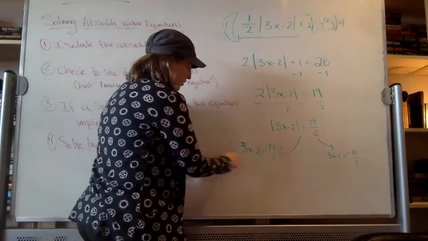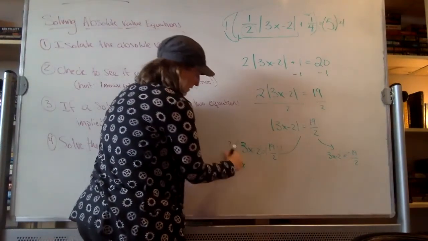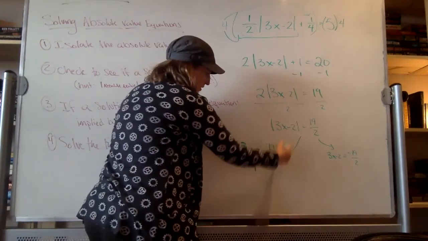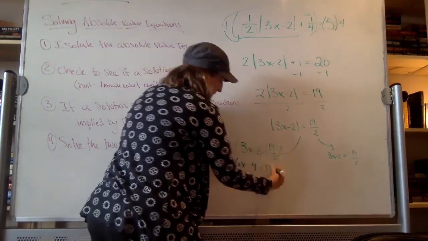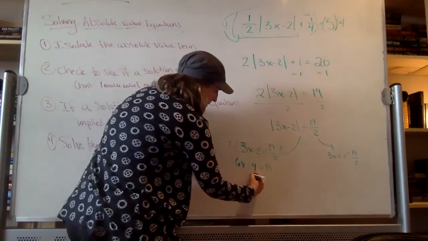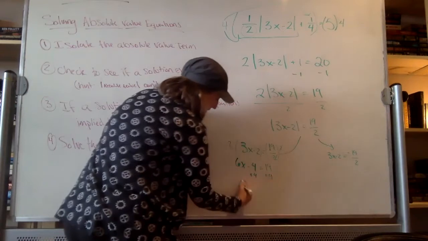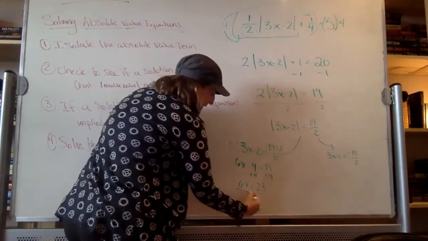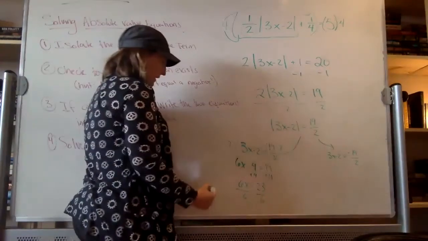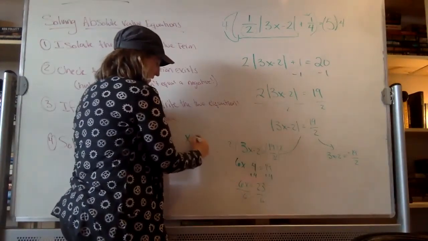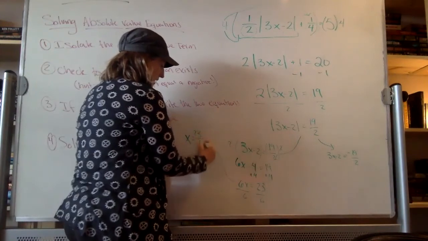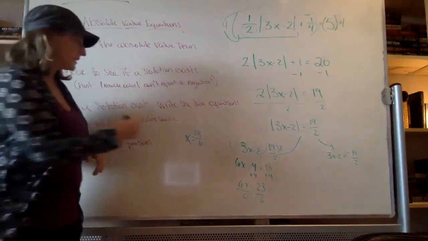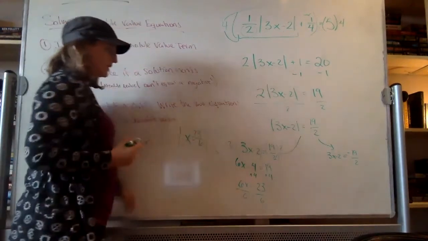So distributing this 2. 2 times 3x is 6x. 2 times negative 2 is negative 4. 19 over 2 times 2, the 2's cancel, and I'm left with 19. Now to solve this, I'm going to add 4 to both sides. So I have 6x equals 19 plus 4 is 23, and then divide by 6. So I get an answer of x equals 23 sixths. I'm going to take a minute and make sure that doesn't reduce. 23 and 6 don't share any terms, so there's one of my solutions.